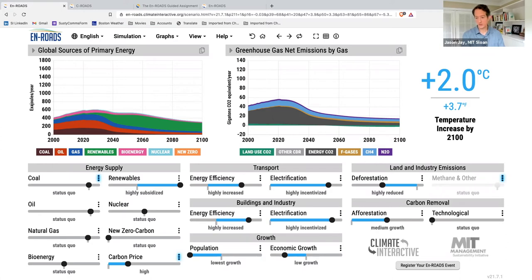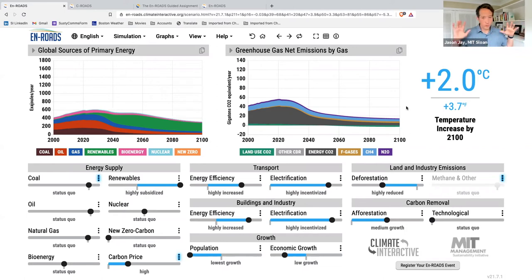Really take it in. What does this mean? We've just reached 2 degrees with no technological miracles. I didn't pull the nuclear fusion lever to give a breakthrough in low carbon, zero carbon energy. I didn't pull the technological carbon removal lever to suck CO2 out of the atmosphere. There are no magical technological breakthroughs, and we got to 2 degrees.